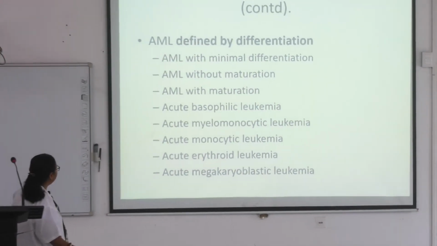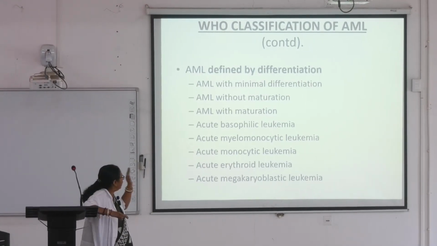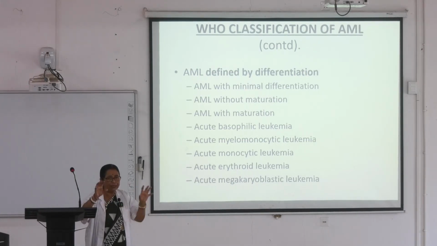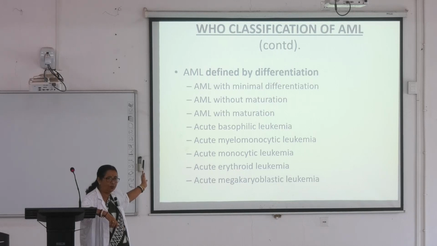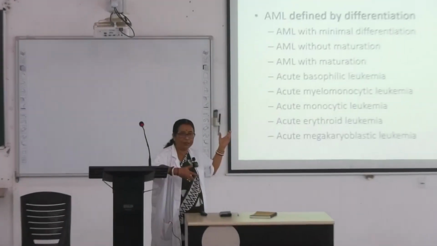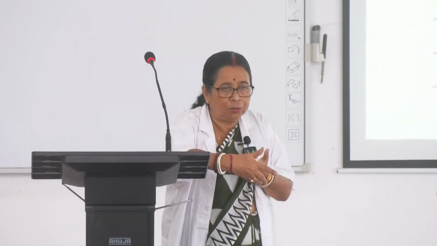Now AML defined by differentiation. FAB is defined by differentiation. By seeing the differentiated cell, we can say it is M0, it is M1, it is M2, like that. No cytogenetic study is required for this type. We can clearly understand this is M3 promyelocytic leukemia. I showed yesterday their Faggot cells and Auer rods. We can see these belong to the myeloid group, with large granules, Faggot cells and Auer rods. So it is clear-cut M3 promyelocytic.